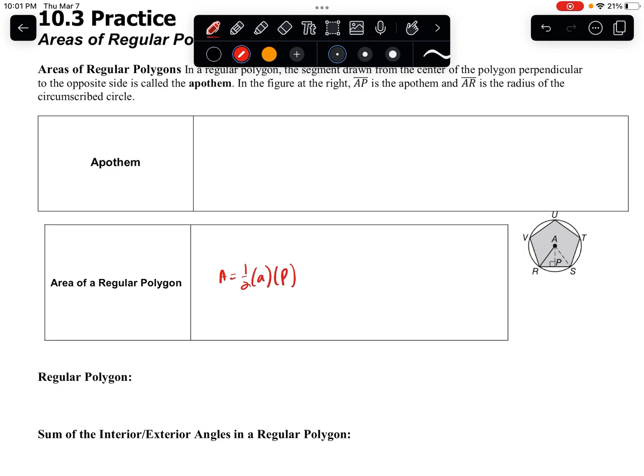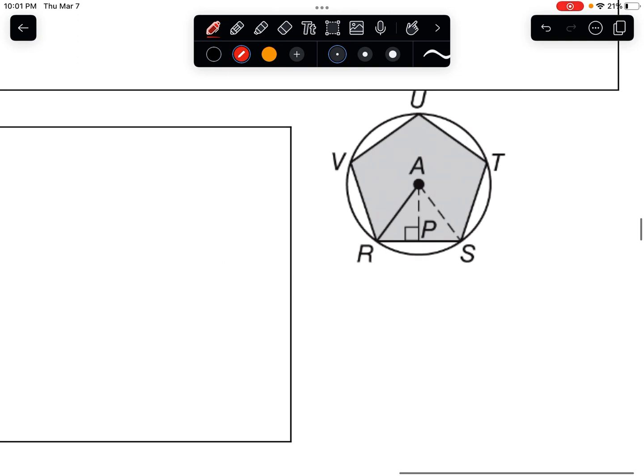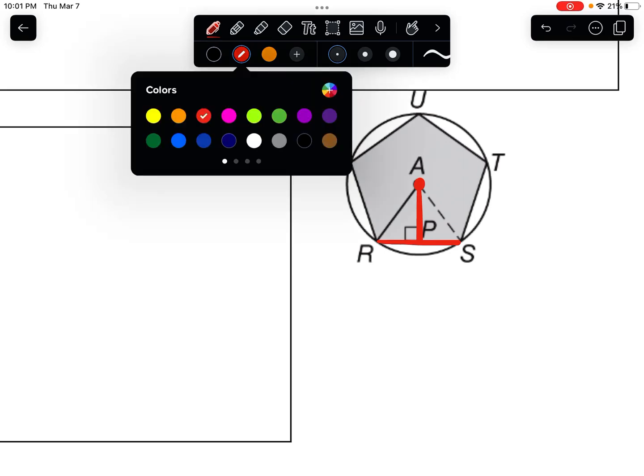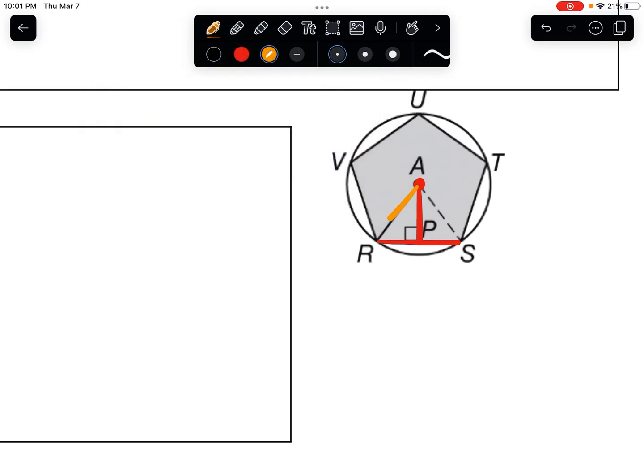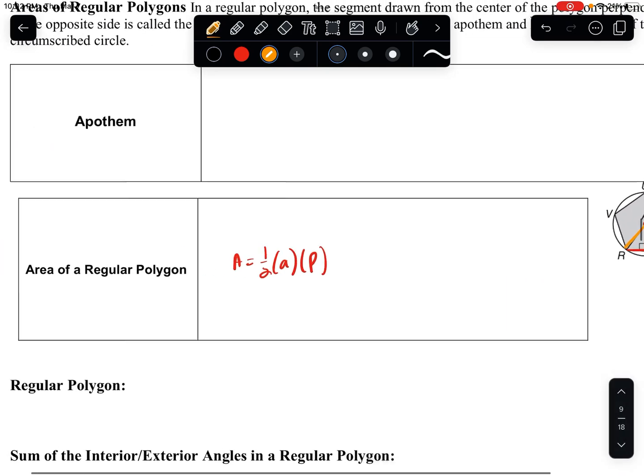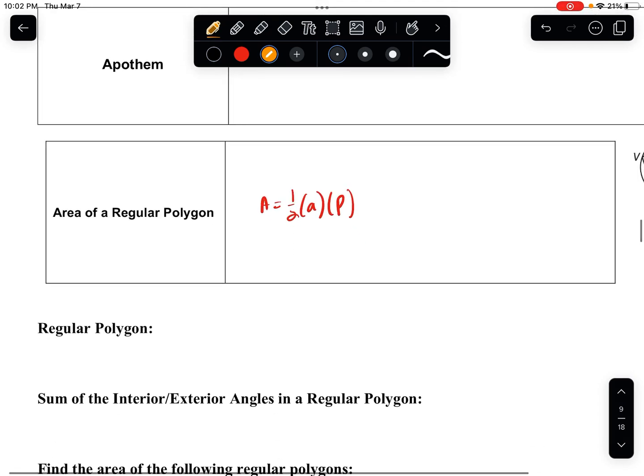the perimeter. If you don't remember, the apothem goes from the center of a polygon down to the side; it's a perpendicular bisector to one of these sides. So AP is the apothem here, and the radius would be either AR or AS. It goes from the center to one of the endpoints on the polygon. So area is equal to 1/2 times the apothem times the perimeter.